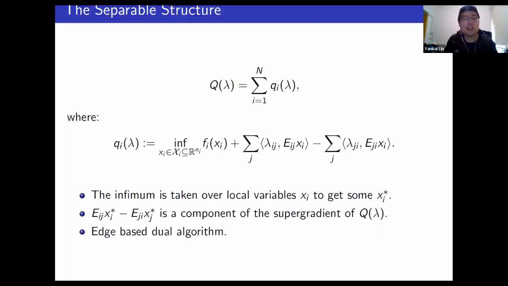So it's an edge-based dual algorithm. How it works is that each agent minimizes this local dual function to get xi star, communicates with its neighbors, which is indicated by the coupling, and then performs an update along the component of the dual function. That's the key idea.